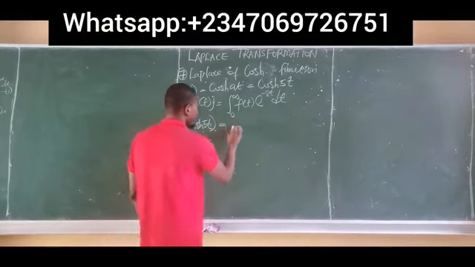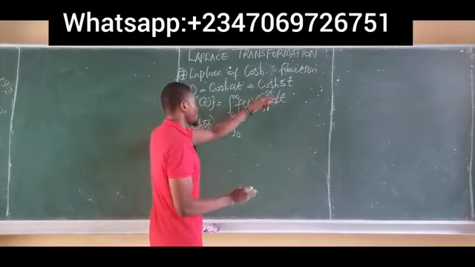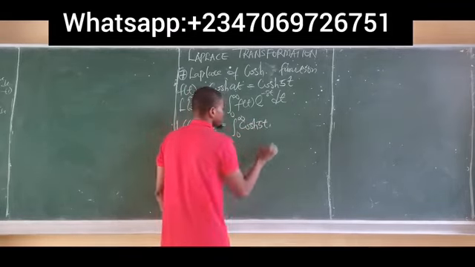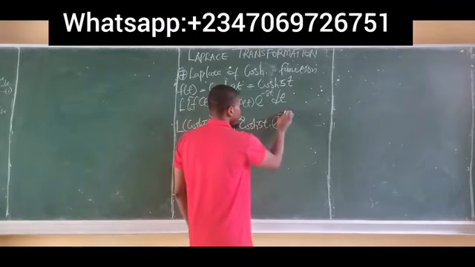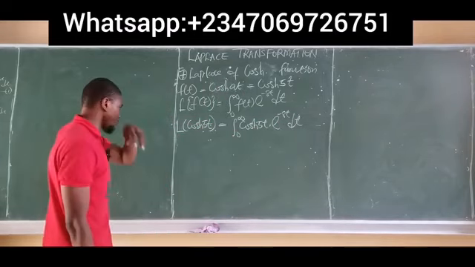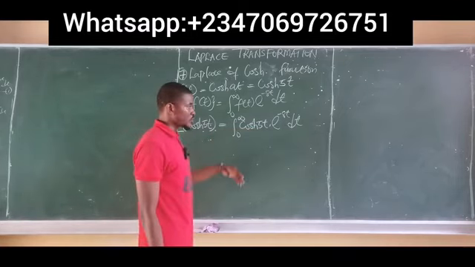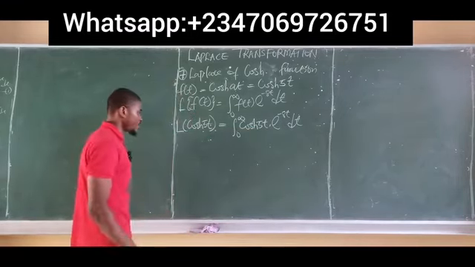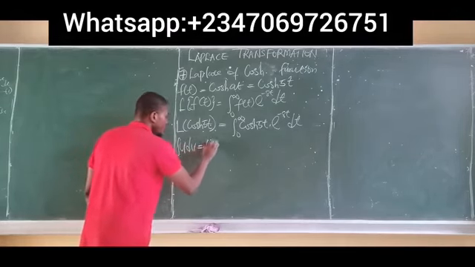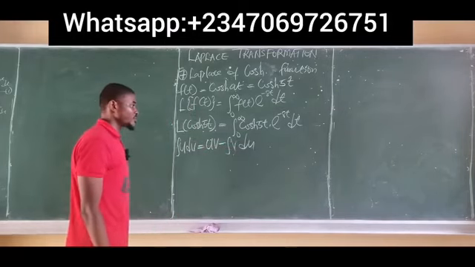Now, this is equal to, from the formula, integral from 0 to infinity, f of t is cosh 5t. So we simply have cosh 5t multiplied by exponential minus st times dt. So this is the Laplace transformation. Now, again, this is the product of two functions, so we simply employ integration by parts. We already know integral of u dv is equal to uv minus integral of v du. It's as simple as this.